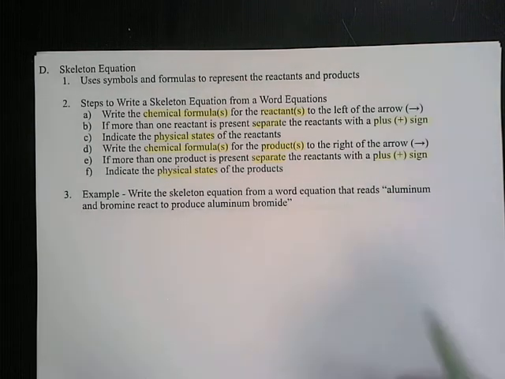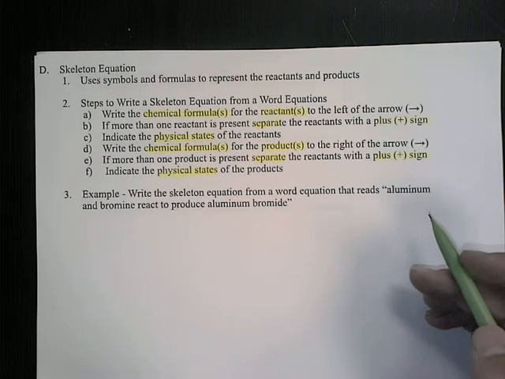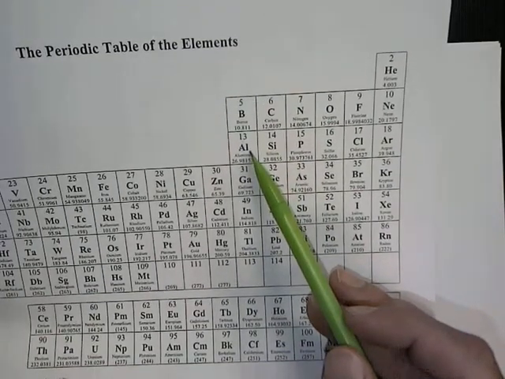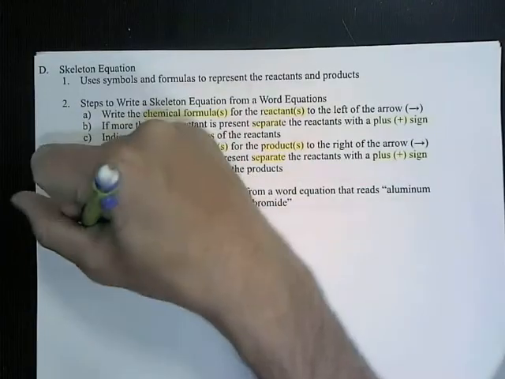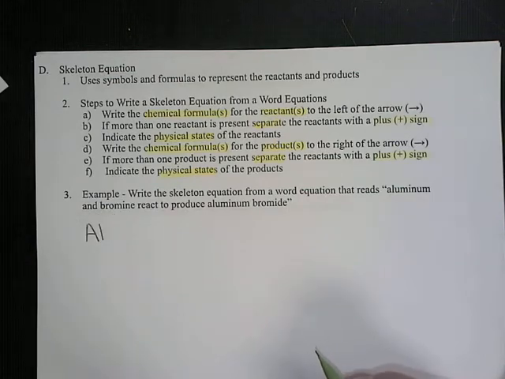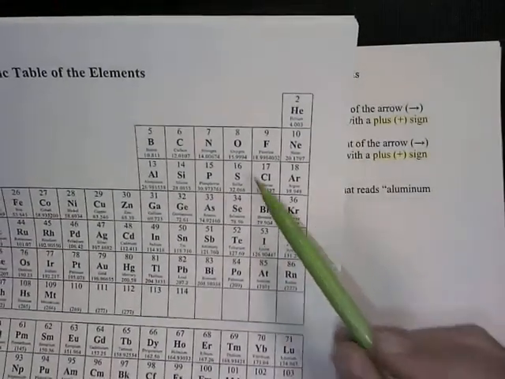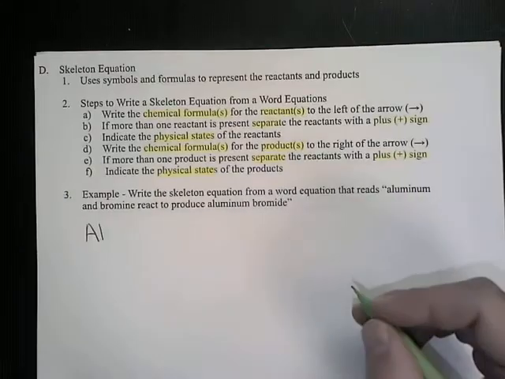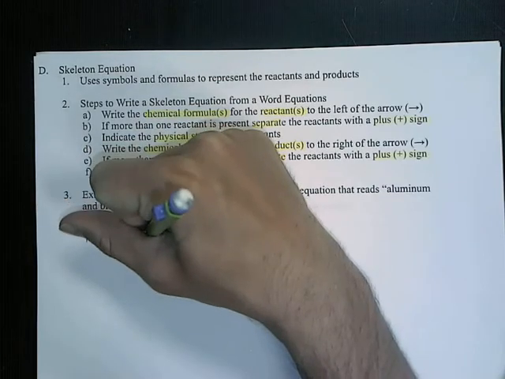All right, so what we do here is we just read it first, and it's aluminum and bromine react to produce aluminum bromide. So aluminum is an individual element, and with an individual element, we have to remember to check and see if it's diatomic. Well, aluminum, element number 13 here, is not diatomic, so all we do here is we write down Al. Now, bromine, if we find it on the periodic table, is Br. And remember, it is one of our lucky 7 diatomic elements. So it's diatomic, which means we don't just write Br, but we write Br2.